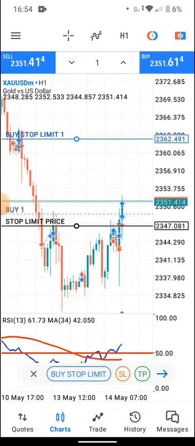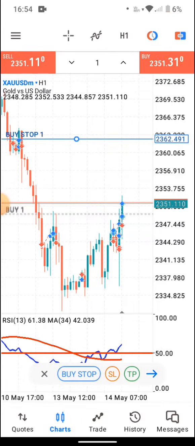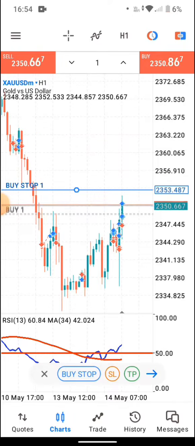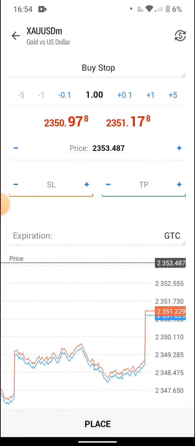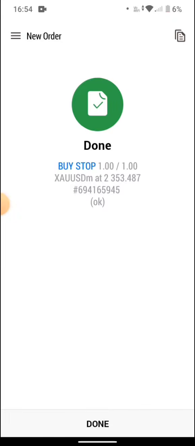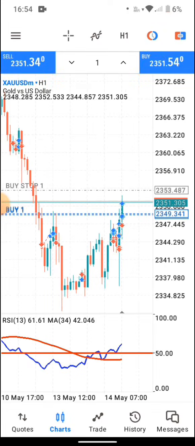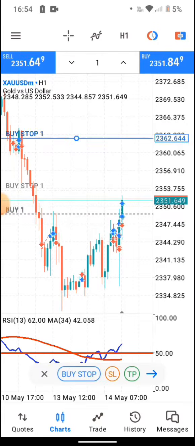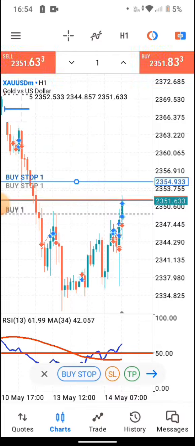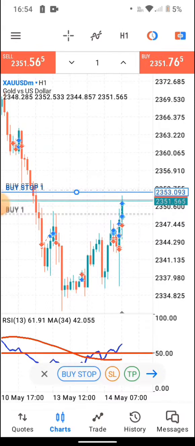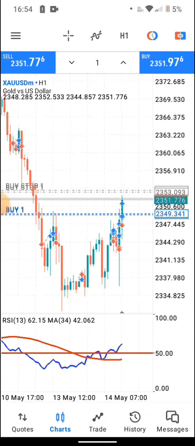Let's see. So what we are going to do is set some buy stop here. If price reaches this region, we are basically going to enter the trade.